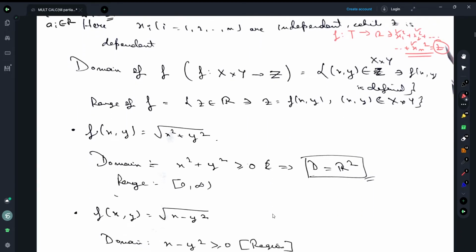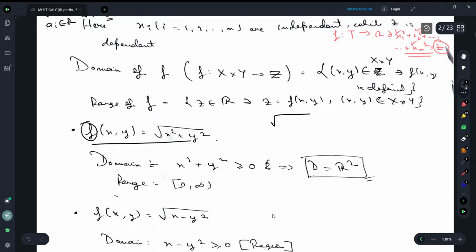So now let's come back to our concept of two variable functions. The first thing is how to find the domain of a two variable function. The process to find the domain of a two variable function is exactly the same as what we did in the single variable function. Suppose you are given a function f(x, y) of the form root over x square plus y square. Since this is a real valued function, root over x square plus y square must be a real number, which implies x square plus y square must be greater than or equal to 0. So this is the domain of your function.